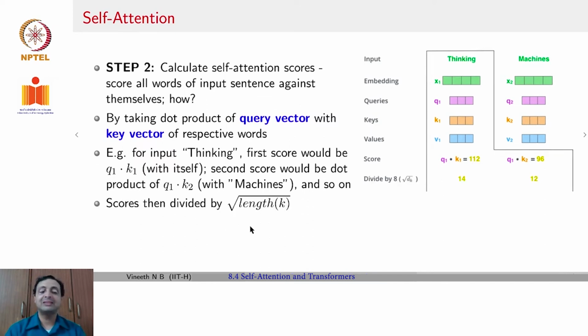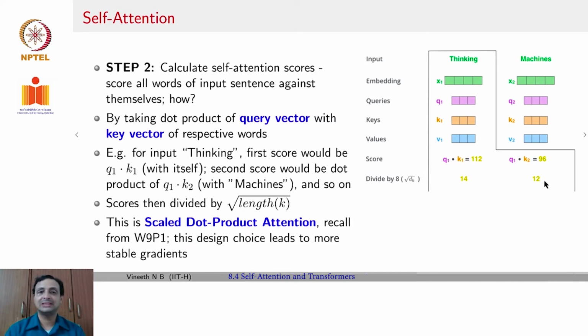These scores are then divided by the root of length of k, which is the dimension of the query, key, and value vector. In our case, the dimension was 64, so the root of the length would be 8. So the score q1.k1, which was 112, would be divided by 8 and you get 14. Similarly, q1.k2 was 96 and that would get divided by 8 and you get a 12. This is known as scaled dot product attention.